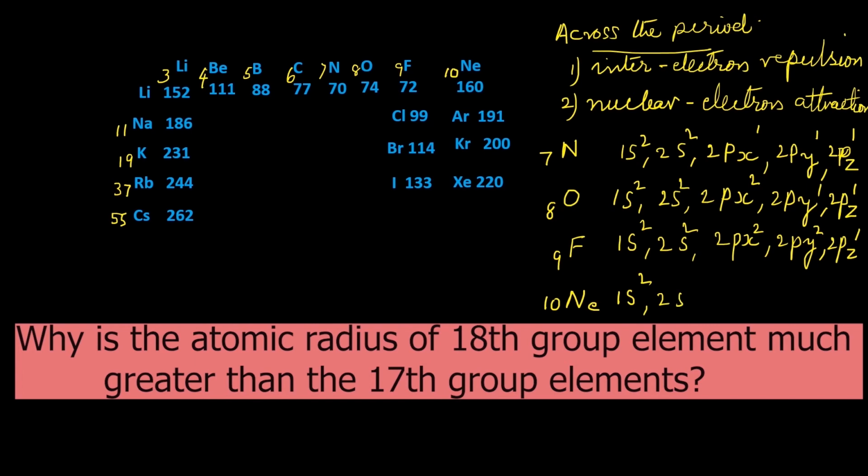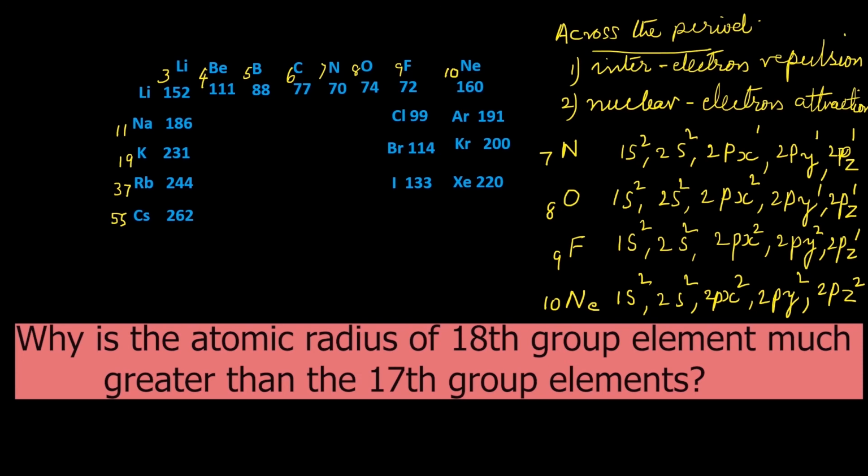Neon, atomic number 10. The electronic configuration is 1s2, 2s2, 2px2, 2py2, 2pz2. The p orbital is fully filled here. There are 6 electrons. The electronic repulsion outweighs nuclear attraction. So the atomic radii sharply increase.